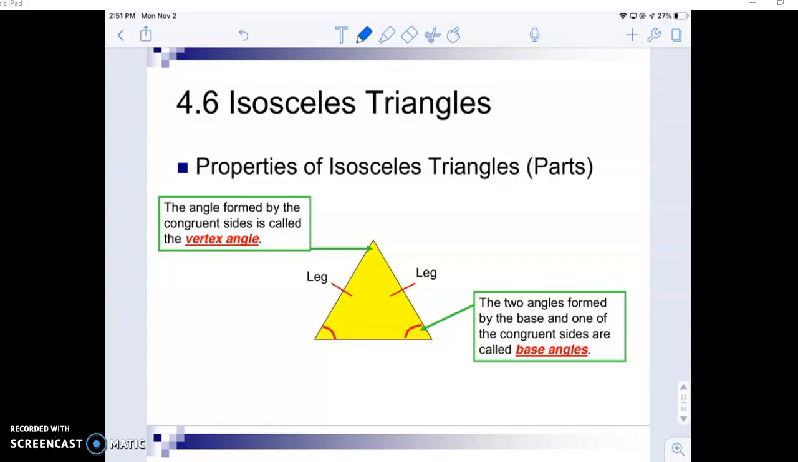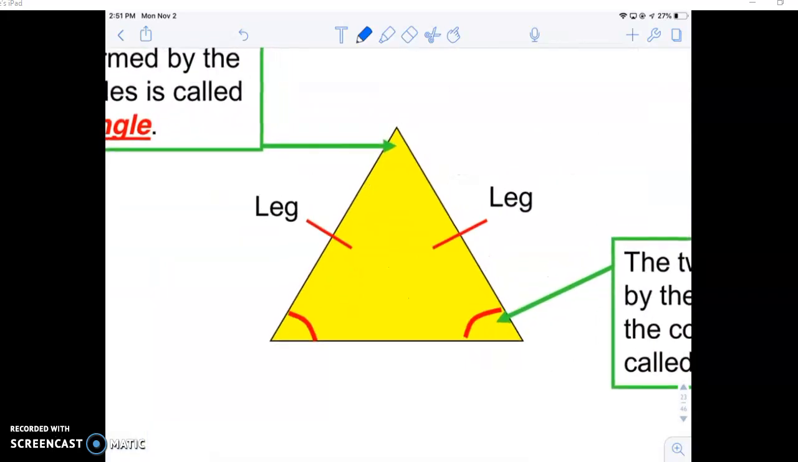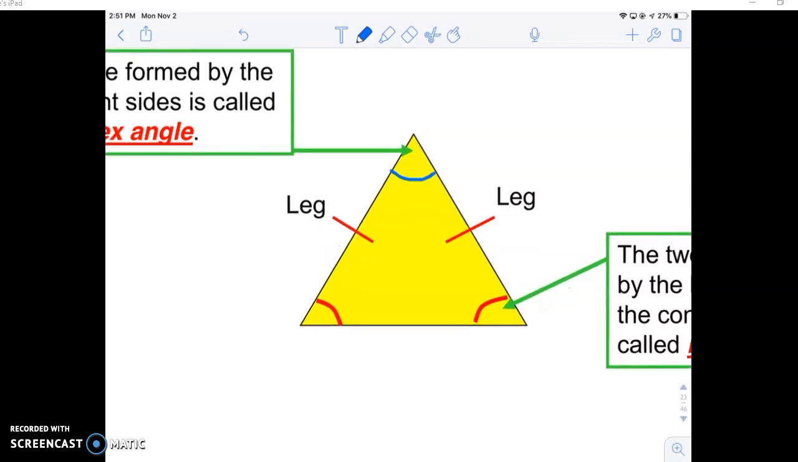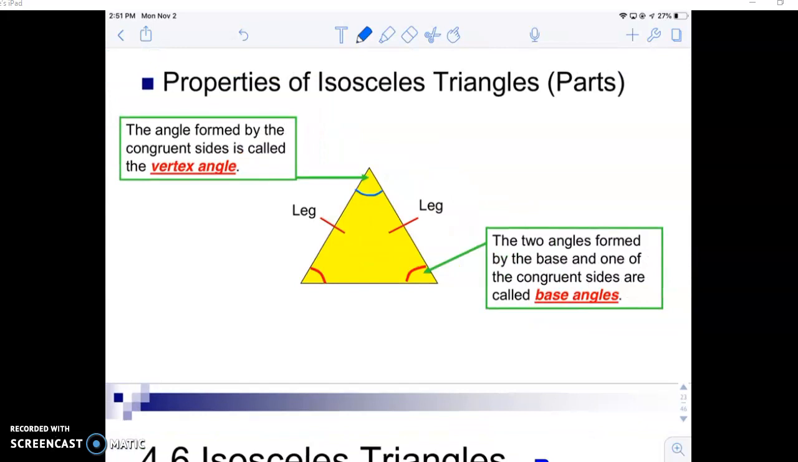We're starting with what's called a vertex angle. If you look at this triangle here, we call this angle the vertex angle. It's the angle formed by the two congruent sides. Remember those tick marks. Tick marks tell us that those lengths are the same, and that angle is called the vertex. Then there are the base angles. The vertex angle is this angle, and the base angles are the two other angles, the angles opposite the vertex angle.